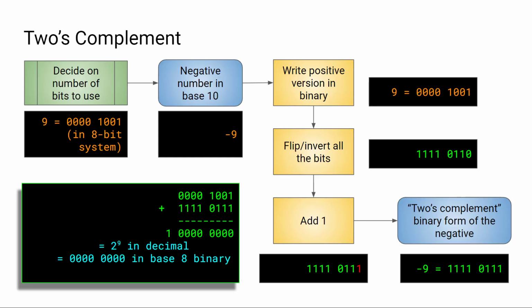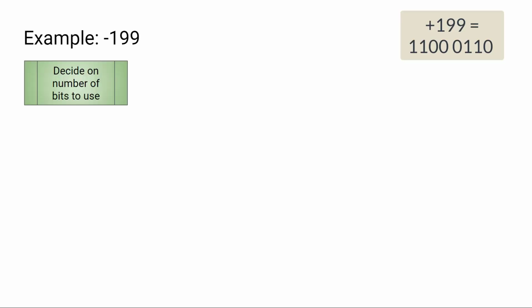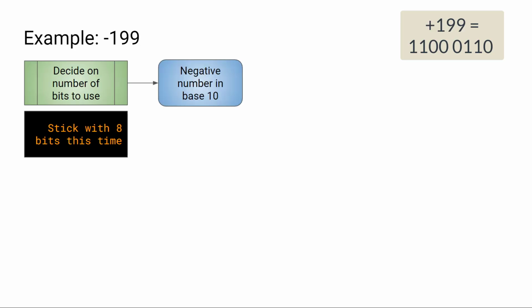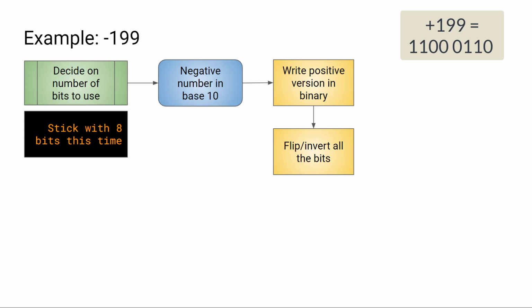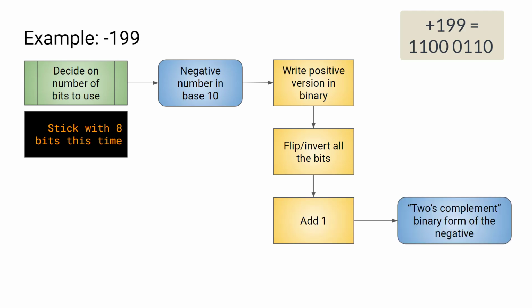Now you do the next example using the 8-bit integer 199. In binary, this is 11000110. Follow the steps for 2's complement to write negative 199 in 2's complement form. Pause the video and work that out, and again, don't worry about mistakes.